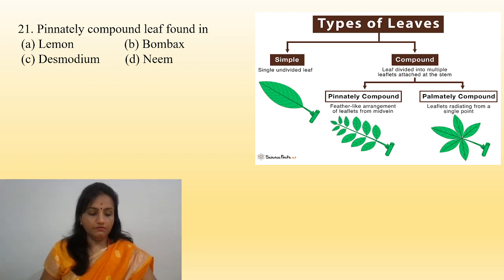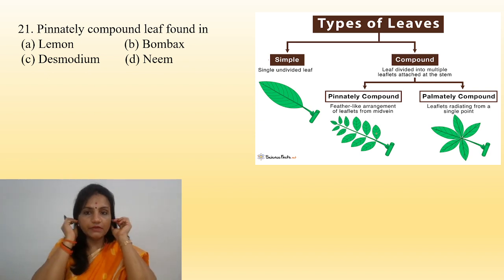Well, moving further, we do come across different types of leaves. The leaves are classified into simple leaf and compound leaf. When the margin is entire, when there is no division, we call it a simple leaf. When the margin is divided such that it reaches the midrib, then the leaf is divided into multiple leaflets attached at the stem. So it is further classified into pinnately compound and palmately compound.